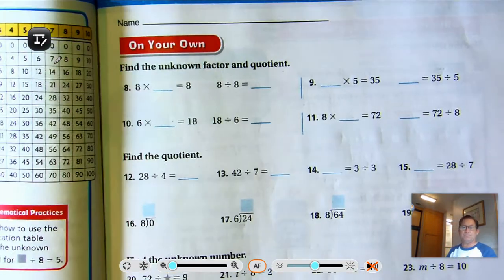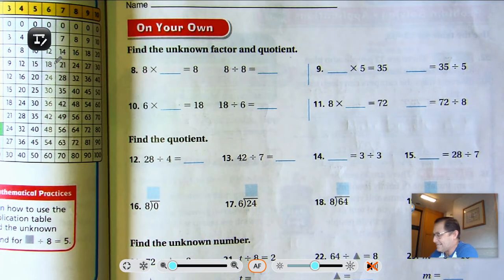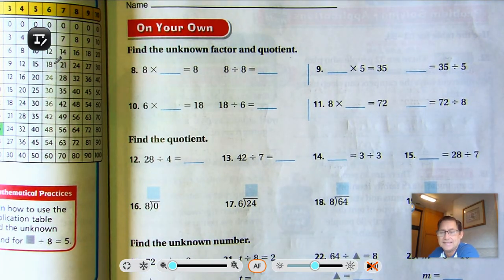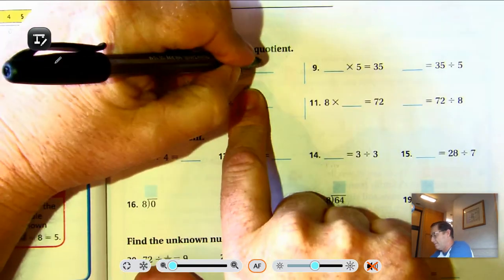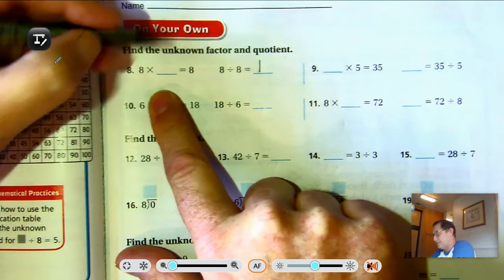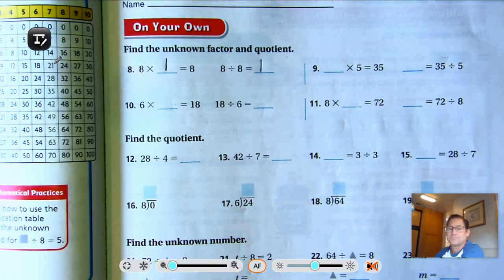All right. So 8 times what is 8? 8 divided by 8 is 1. Well, here we know that any number divided by itself is 1. So if these are related facts, 8 times 1 is 8.